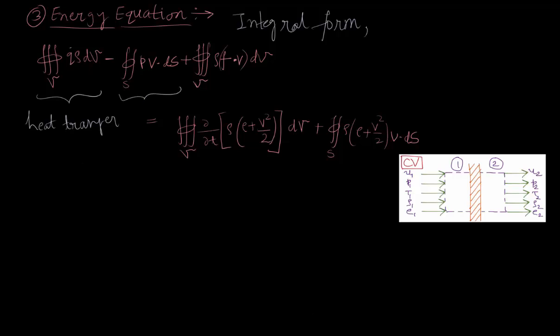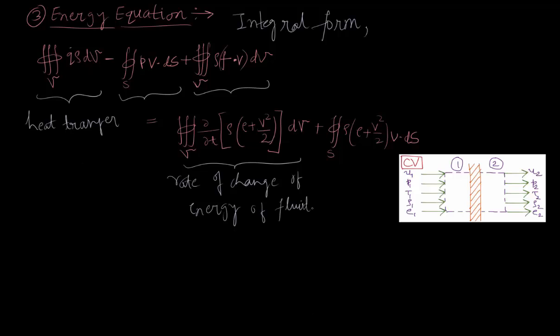The second term denotes work done by pressure on the fluid element. The third term denotes body forces acting on the control volume. The fourth term denotes the rate of change of energy of the fluid contained in the control volume.